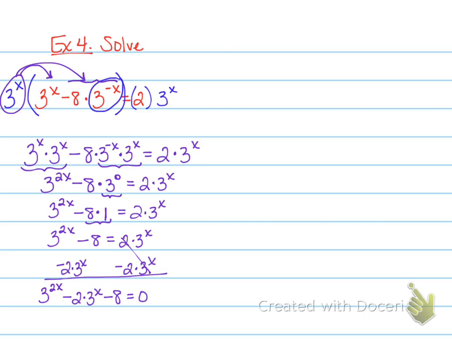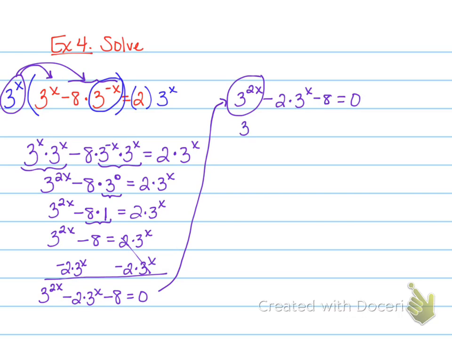Alright, so I'm going to come over here to the next column and rewrite what I've got written here. Give me just a second, because I don't want to make any mistakes. So I have 3 to the 2x minus 2 times 3 to the x minus 8 equals 0. That looks a little confusing, but this 3 to the 2x is the same as saying 3 to the x, squared, because when you have a power to a power, you multiply the powers. And so I can rewrite it like this: (3 to the x) squared minus 2 times 3 to the x minus 8 equals 0.